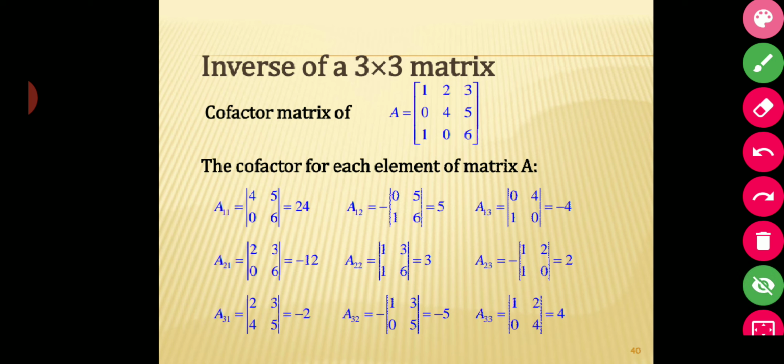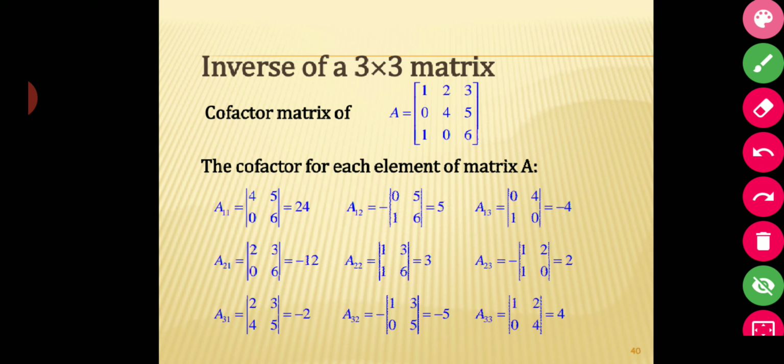Now we calculate the cofactor matrix. For calculating cofactors, you have already learned about the cofactor of a matrix. There are 9 elements, so there are 9 cofactors: a11, a12, a13, a21, a22, a23, a31, a32, a33.